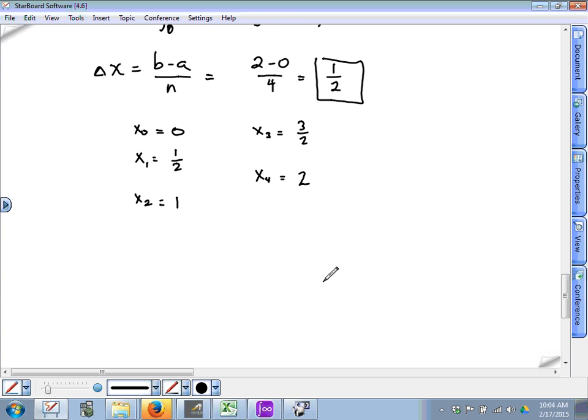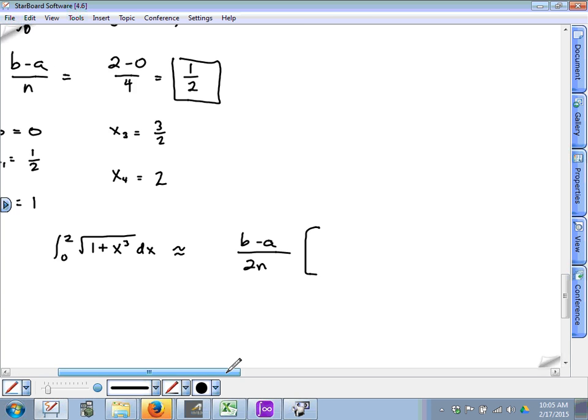Now the trapezoid rule says the integral from 0 to 2 of this can be approximated, and now it's just up to you to remember the formula. It's not going to be provided for you. You're going to have to remember this. So I know the first and last don't have times 2, and the rest do. Correct. What's the little thing that goes in front? b minus a over n, over 2n, multiplied by a whole bunch of stuff.